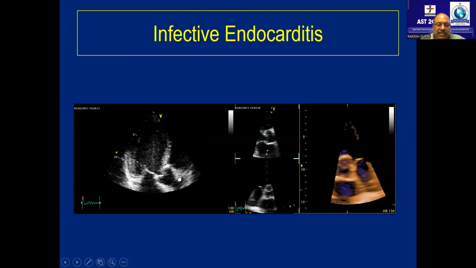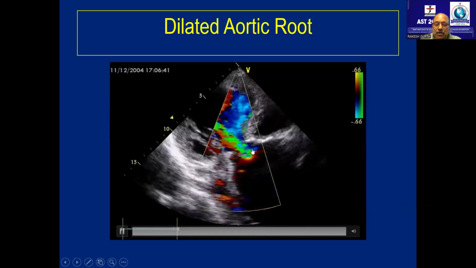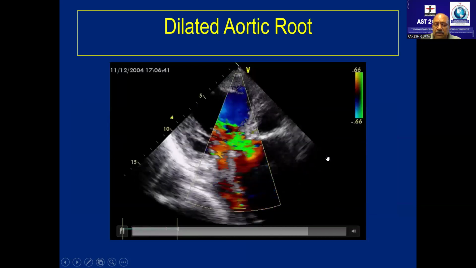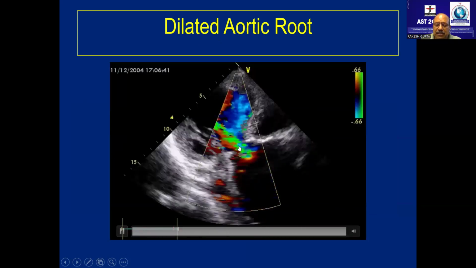Well, we have a vegetation out here. So what will happen if you have a vegetation out here? It will cause severe aortic regurgitation along with increased flow velocity. Treatment of choice is surgery. Then, aging population, dilated aortic root. Look, huge dilated aortic root. Moderate to severe, large regurgitation.